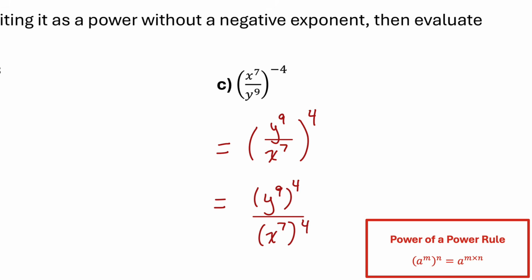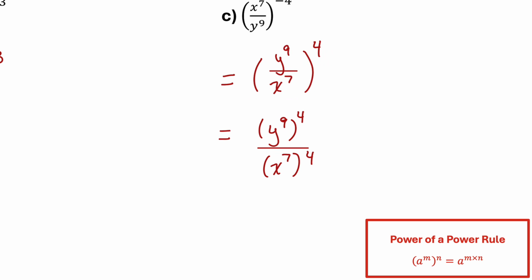With a power of a power, so for y to the 9 to the power of 4, I keep that base of y and then multiply the exponents, making it y to the power of 9 times 4, which is 36, divided by x to the power of 7 to the power of 4, I keep the base of x, and then multiply the exponents 7 times 4, making this x to the power of 28.